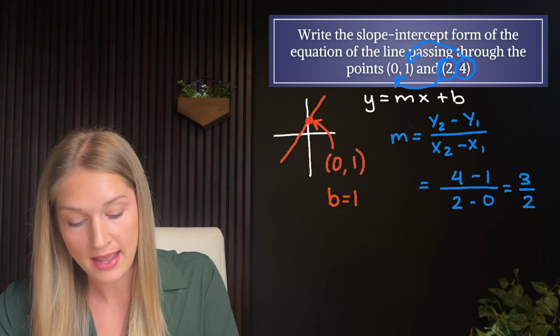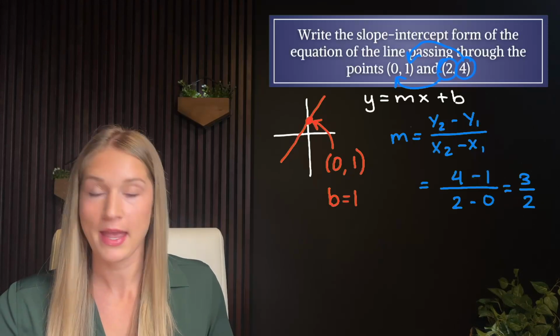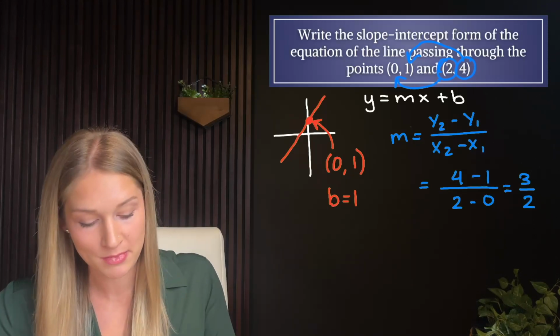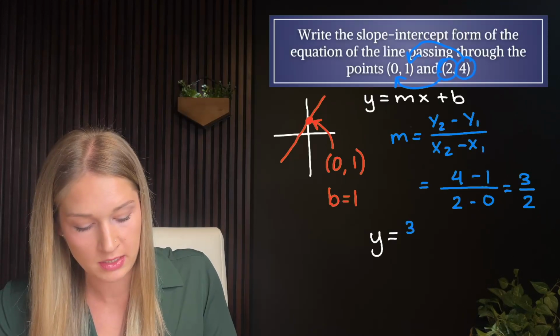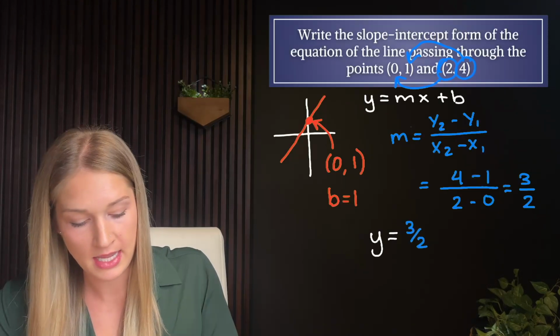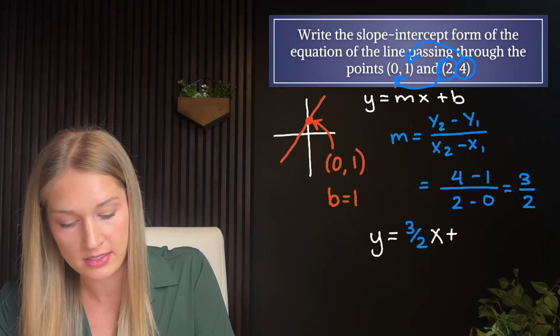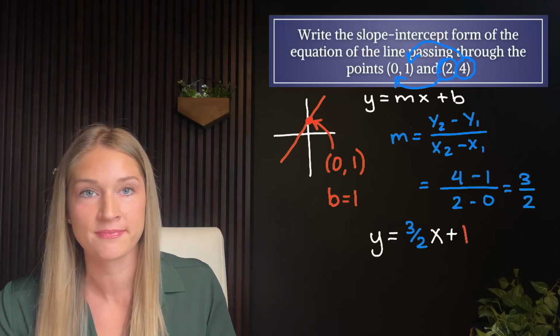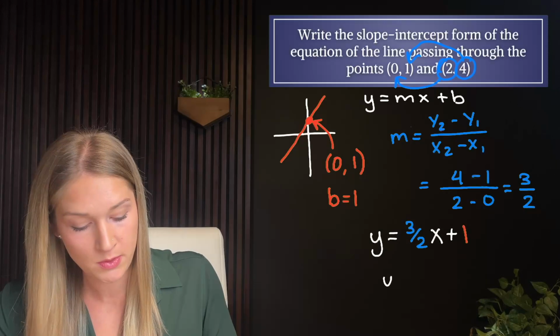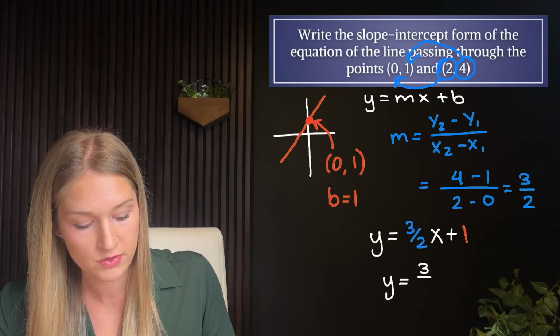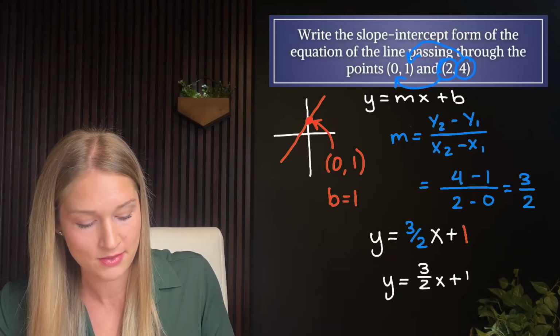So now I have my slope and my y-intercept. So I'm just going to plug them into my equation. Y equals, my slope is 3 over 2 times x plus my y-intercept, which is a positive 1. And again, there's nothing for me to simplify here, so my final equation is just 3 over 2x plus 1.